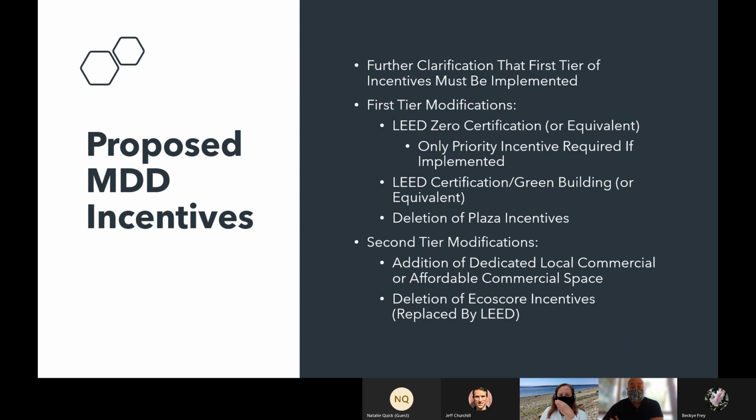So again, these MDD incentives mirror the OV incentives very closely. We've added the LEED Zero certification to the first tier, and also added different levels of LEED certification or green building equivalent to be able to reach that second tier. And just like in the OV, we've moved the plaza incentives out of these incentives. The second tier modifications that have been added are dedicated local commercial and affordable commercial space. And we also removed the eco-score incentives as they were duplicative of the LEED certifications.